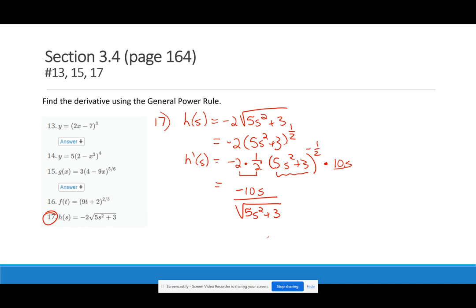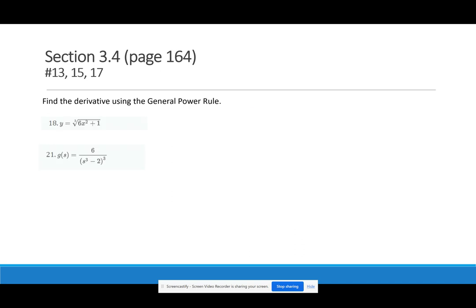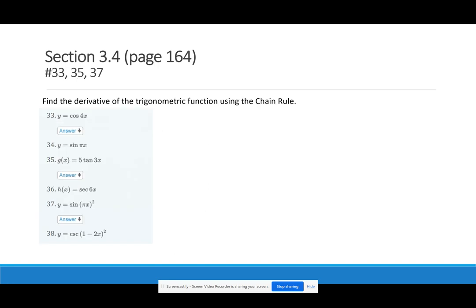Right. I don't know why I put those in there, those two. Let me see if I'm missing something. Okay. No, that's okay.